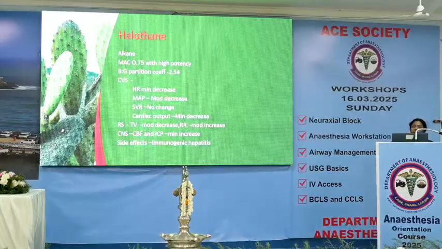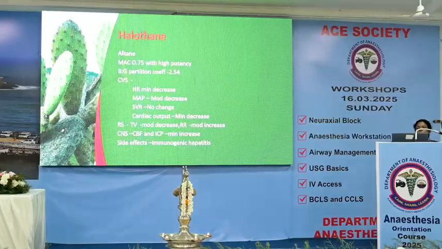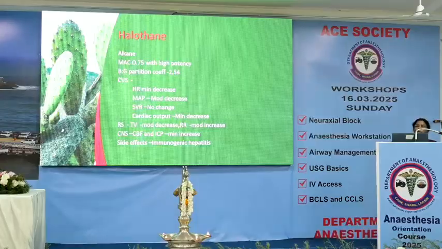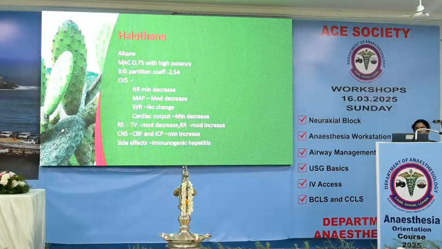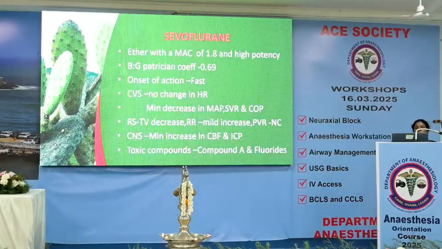For example, in the cardiovascular system, it may cause a minimal decrease in the heart rate and a moderate decrease in the mean arterial pressure. There's no change in the SVR. Its main action is by causing a myocardial depression and thereby decreasing the cardiac output. In the respiratory system, it causes a moderate decrease in the tidal volume and a moderate increase in the respiratory rate. In the central nervous system, it causes an increase in the cerebral blood flow and ICP. The most important side effect of halothane is hepatotoxicity. There are two types of hepatotoxicity. The important one is immunogenic hepatitis.